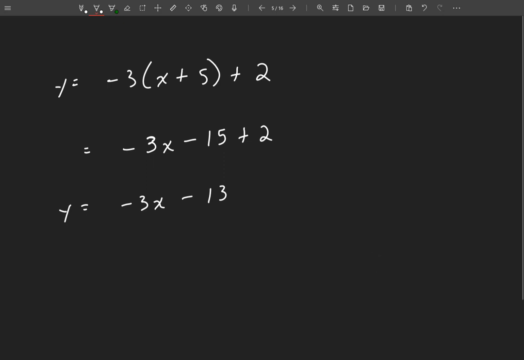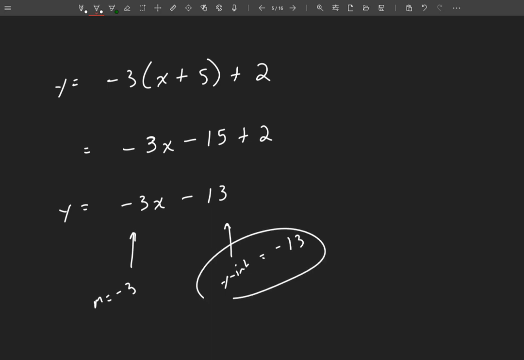And now the slope is still the same. That was visible. But now I know the y-intercept is negative 13. So if you're ever asked to find the y-intercept and you don't have that form, just convert it and then write that number down. Let's try one a little bit more interesting. How about this? If you think you can do this one, pause it, give it a shot, and then come back and we'll see if you got it right.